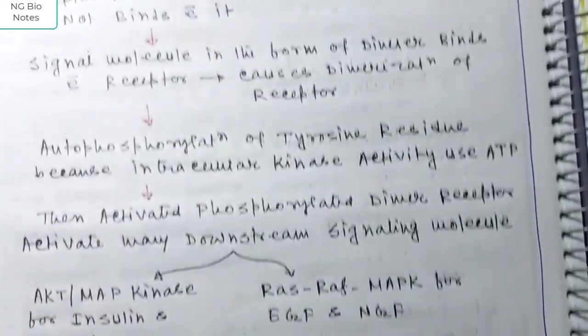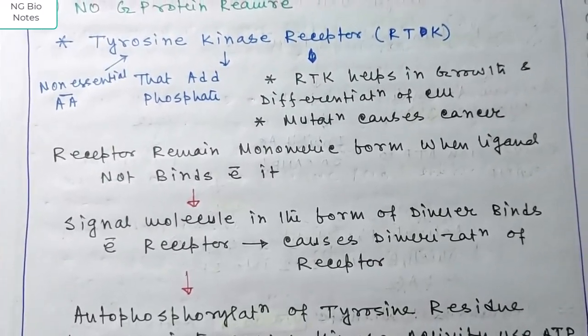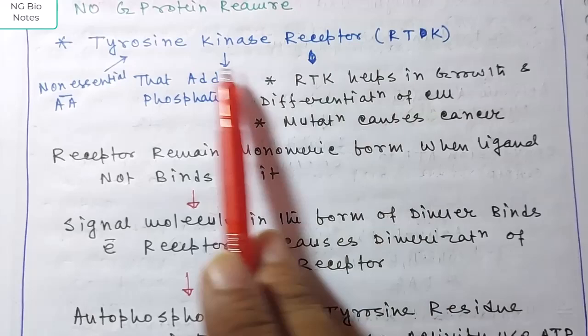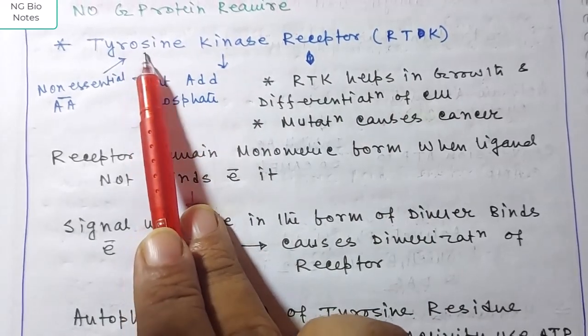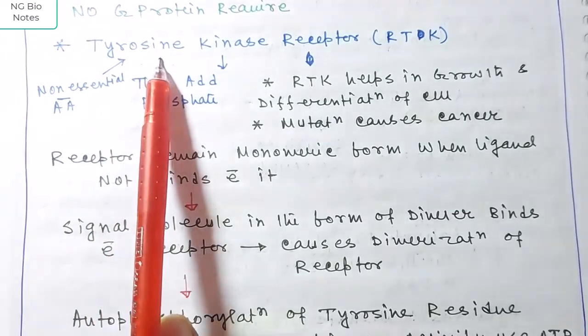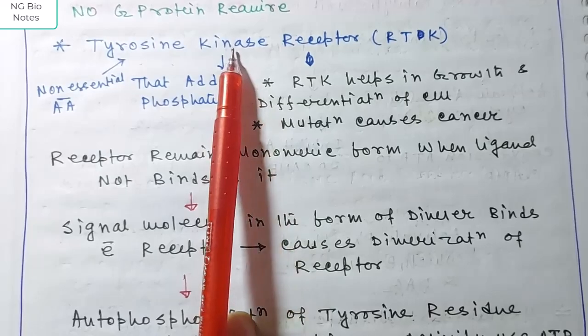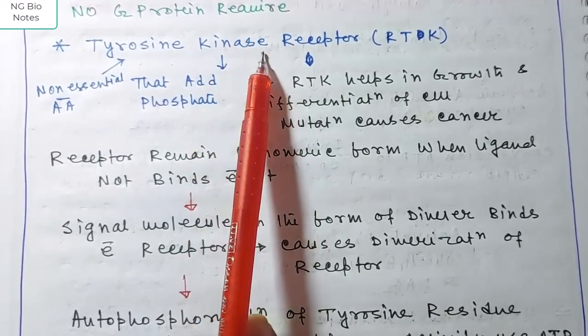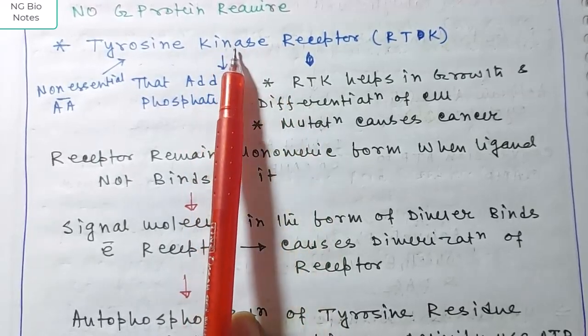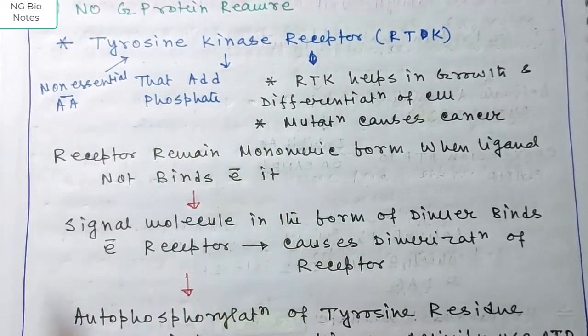Now we will see the detailed process. What is this tyrosine kinase receptor? What is the meaning of tyrosine kinase receptor? Since in this receptor the cytosolic domain contains many tyrosine residues, it is called tyrosine. And kinase means the cytosolic domain has kinase activity. Kinase enzymes can add a phosphate group onto another compound.